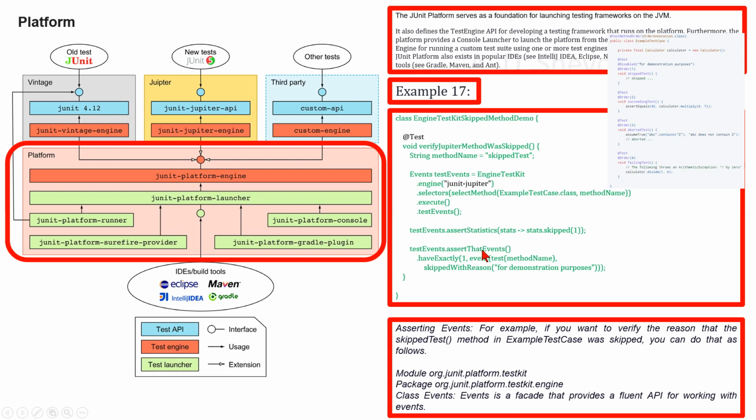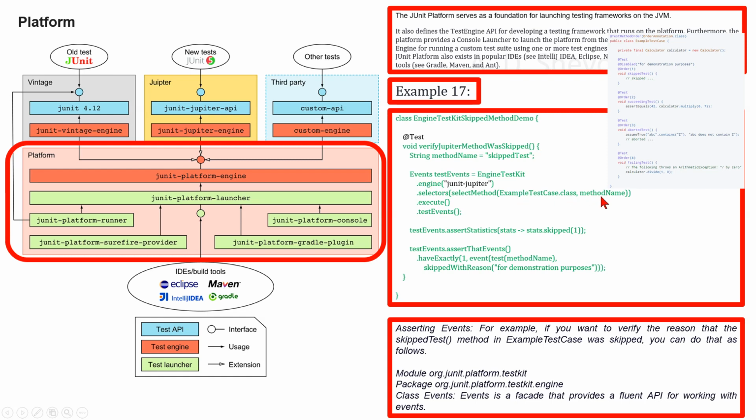For example, if you want to verify the reason that the skip test method in the example test case was skipped, you can do that as follows. Here the class Events in package org.junit.platform.testkit.engine in module org.junit.platform.testkit. Events is a facade that provides a fluent API for working with events.